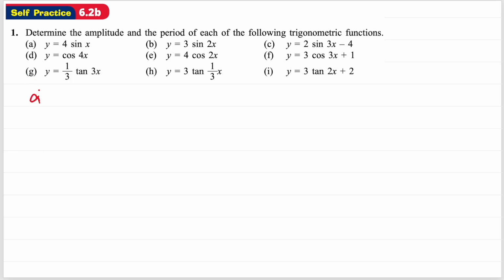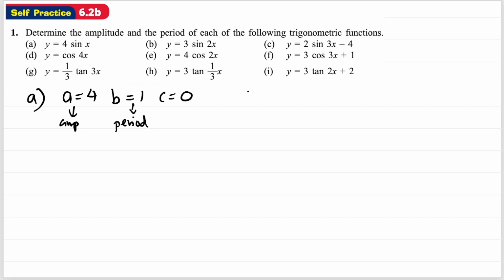So kalau untuk A, kalau kita tak ada apa-apa dekat belakang ni, then it's fine. You can take the amplitude directly. So we know that A is 4, and then B is 1, sebab sini 1, and then C is 0 lah. Okay, so this is the amplitude and this is the period.